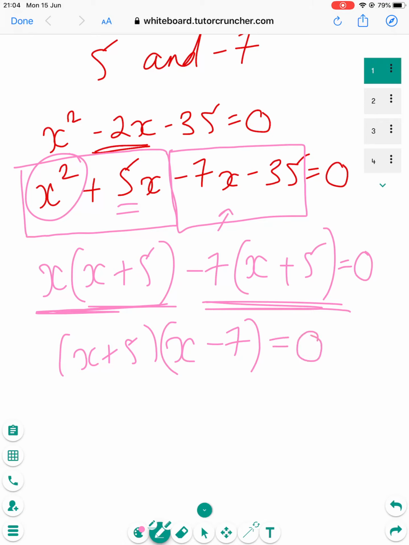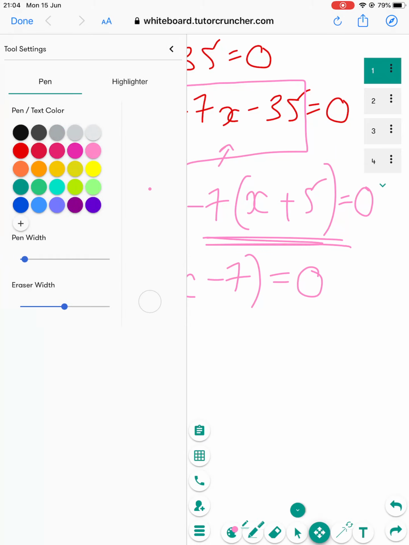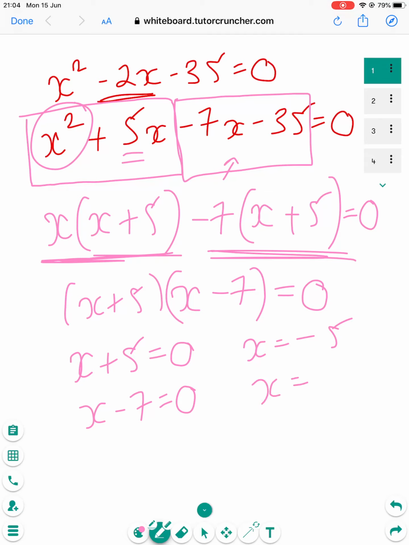Right, so now the next bit is quite easy. If we think about multiplications that result in 0, 0 times 0 equals 0, 100 times 0 is 0, anything times 0 is 0, which means these two brackets must equal 0. At least one of them has to equal 0. We don't know which one, so for now, let's just say both of them equal 0. Sorry, x plus 5 equals 0, and x minus 7 equals 0. Therefore, x will equal either minus 5 or 7.